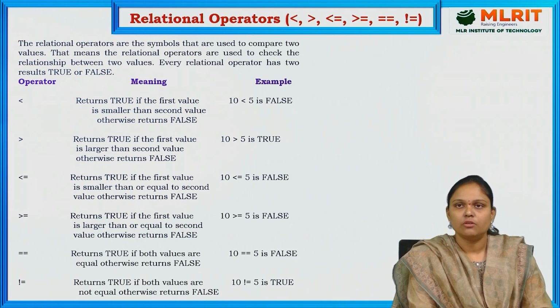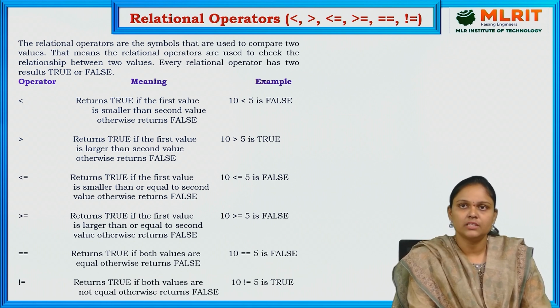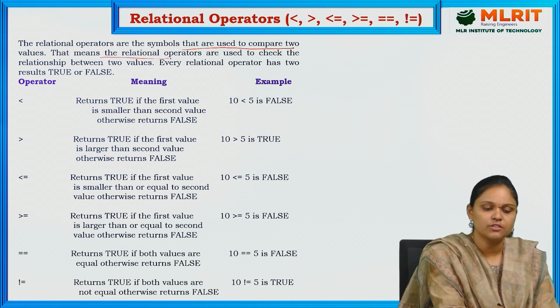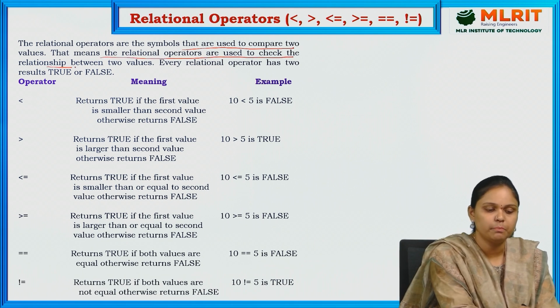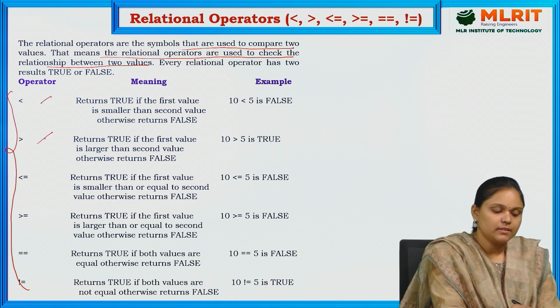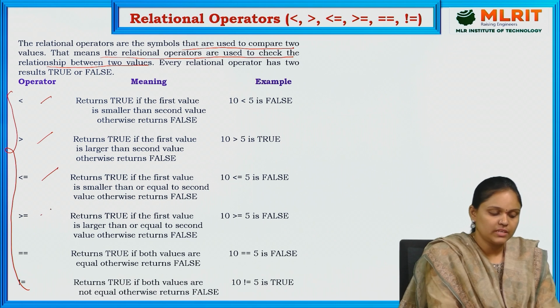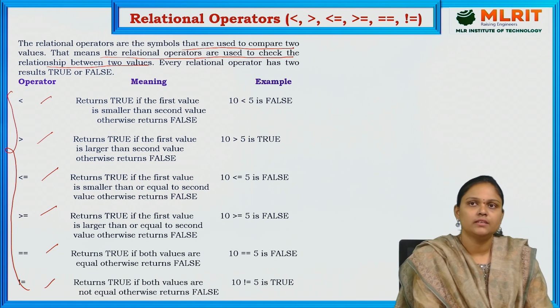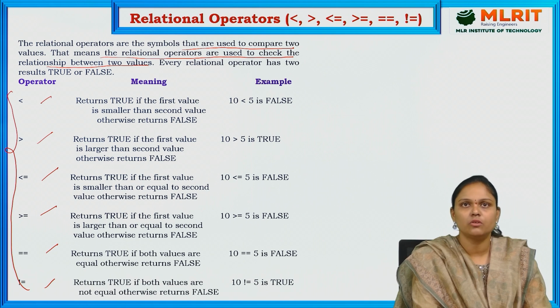And next are the relational operators. The relational operators are nothing but comparison operators. They compare the two values in between the operators. So relational operators are the symbols that are used to compare two values. That means the relational operators are used to check the relationship between two values. These are the relational operators: less than, greater than, less than or equal to, greater than or equal to, double equals to, and not equal to. As we all know, these check whether a number is greater than the other number or less than the other number or not.